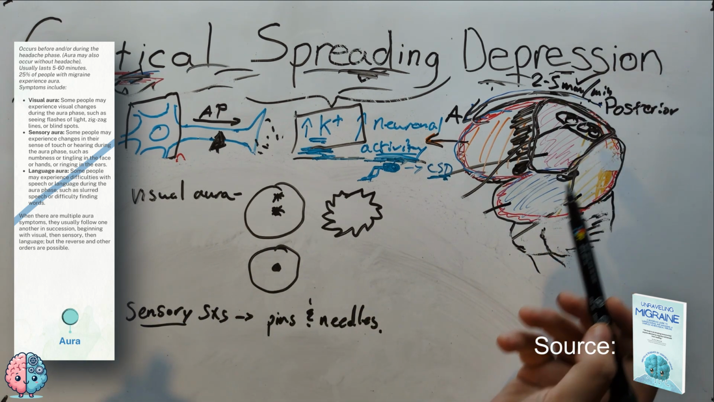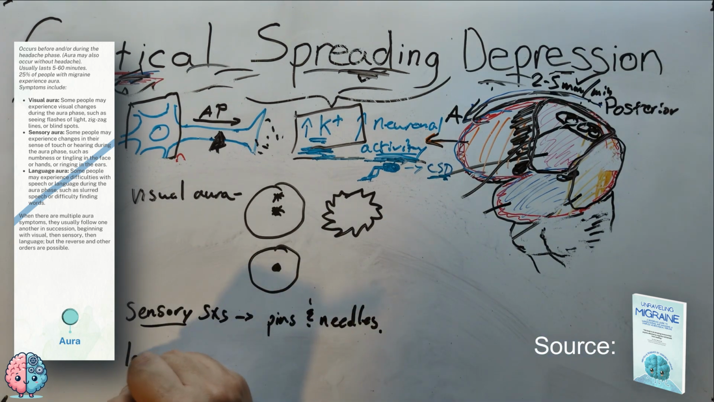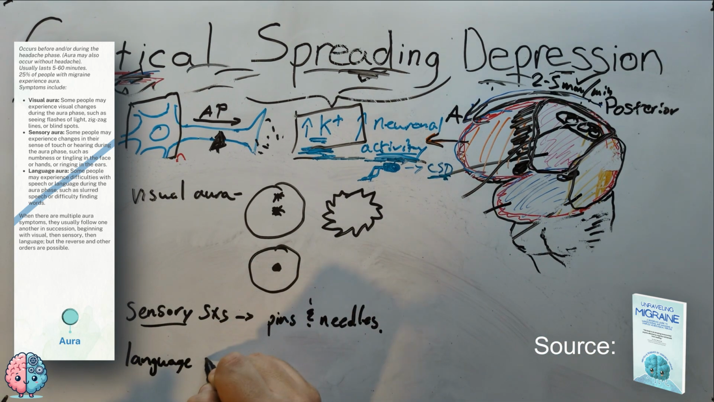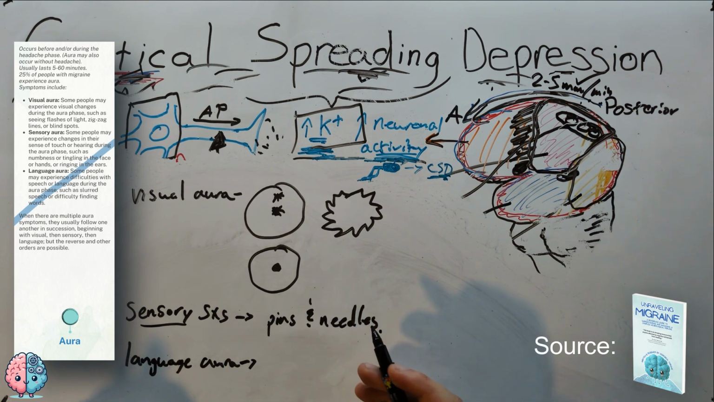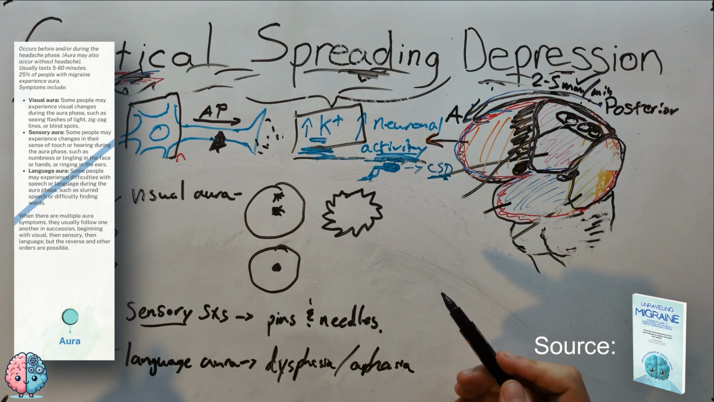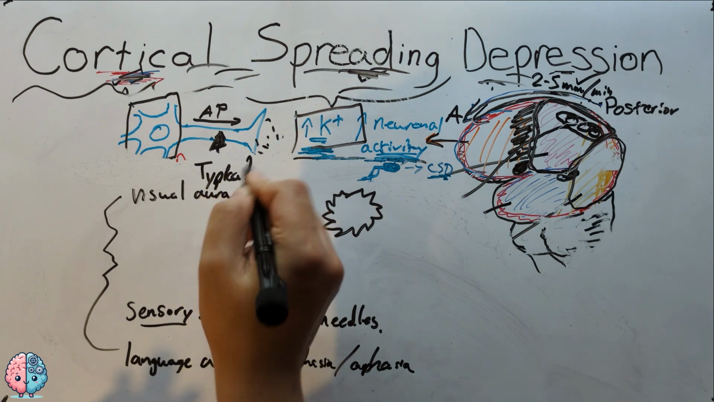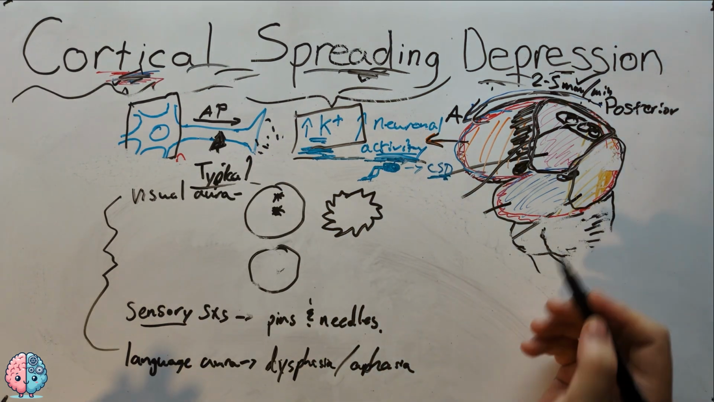When it goes through the temporal or frontal lobes, we have language aura. And this could include trouble finding words, speech problems, dysphagia or aphasia. This is all caused by cortical spreading depression. Again, these are typical aura symptoms. We also have non-typical.